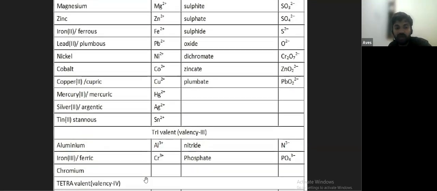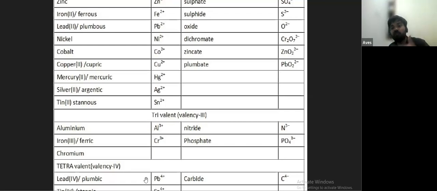When you learn these formulas with the help of this chart, you will be able to write the formula. It will be hard at first because you cannot learn all the formulas in 1 or 2 days. So practice this every day. I will give you some questions in everyday homework to write the formula of these compounds, and after that you will be able to write the correct formula of the compound.